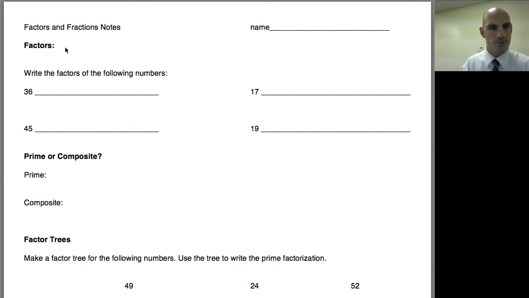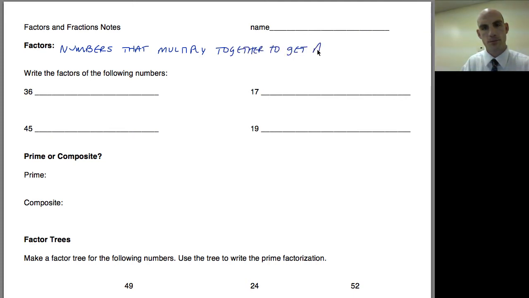So factors are numbers that multiply to get a certain number. And so if I say what are the factors of 6, they'd be 1 and 6, 2 and 3. And so what I'm going to show you is an easy way to find the factors of a number.